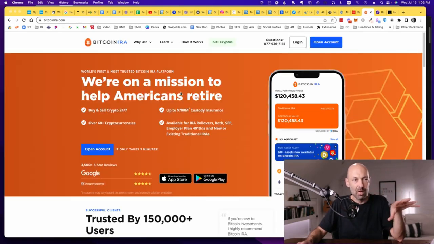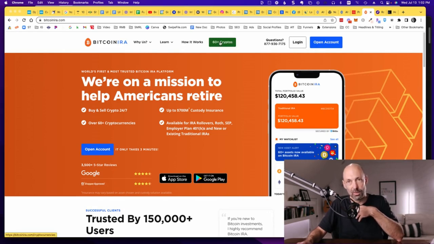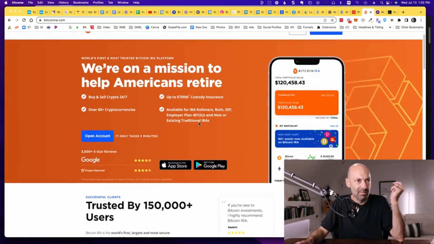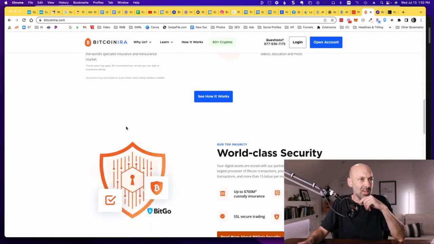This Bitcoin IRA one, from my research on it, seemed pretty intuitive and pretty simple to use. But at the time, I think you could only invest in like 2 or 3 crypto coins. Now they have 60, so they have a bit more. The pricing, I think, is ambiguous. I don't think they even have it on the site, or I wasn't able to find it.